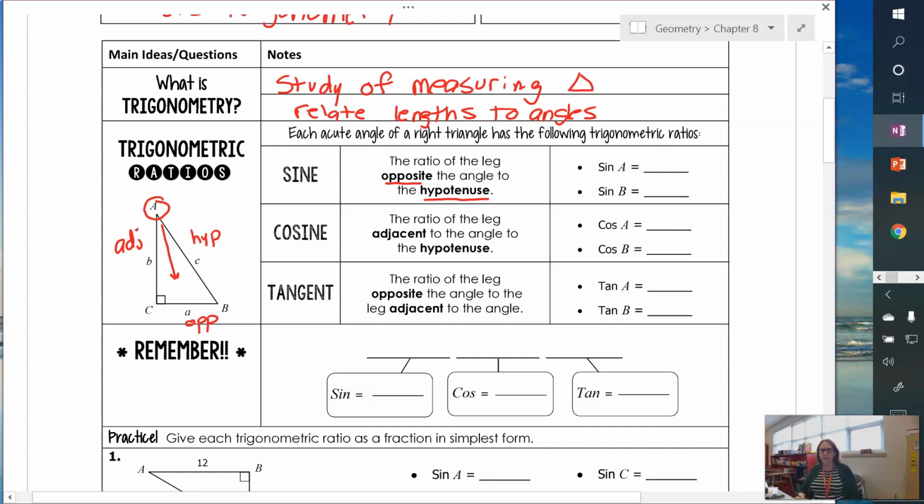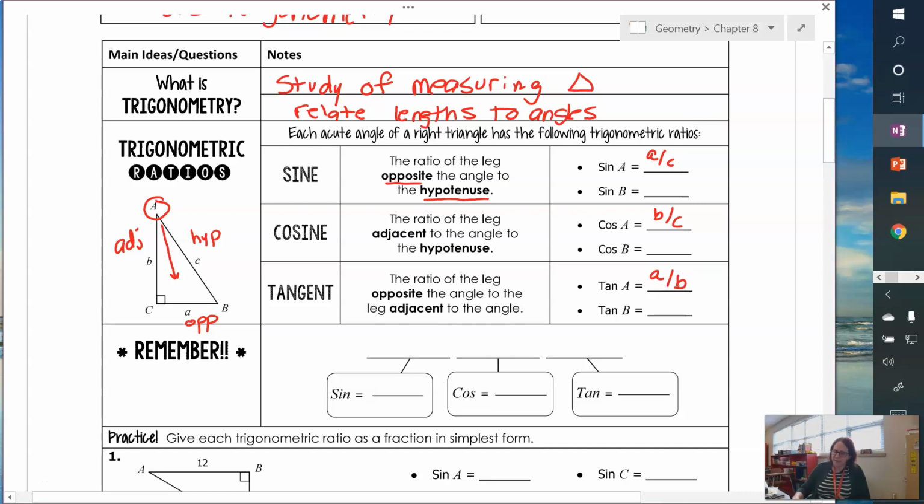So with that information, I can write the ratios for angle A. The sine of angle A is opposite over hypotenuse, so in this picture I would just write A over C. Cosine of angle A, that's adjacent over the hypotenuse, or B over C. Tangent of angle A is going to be your opposite over your adjacent, so A over B.